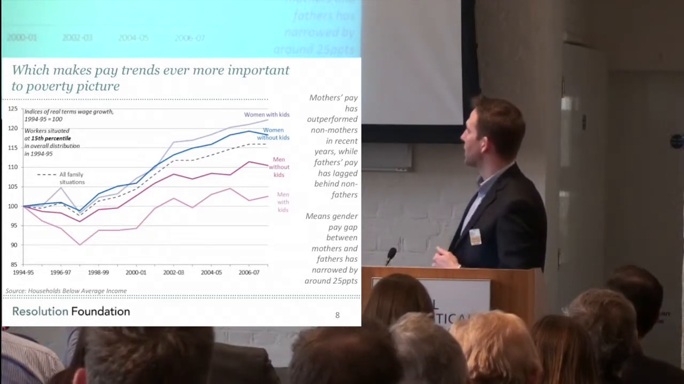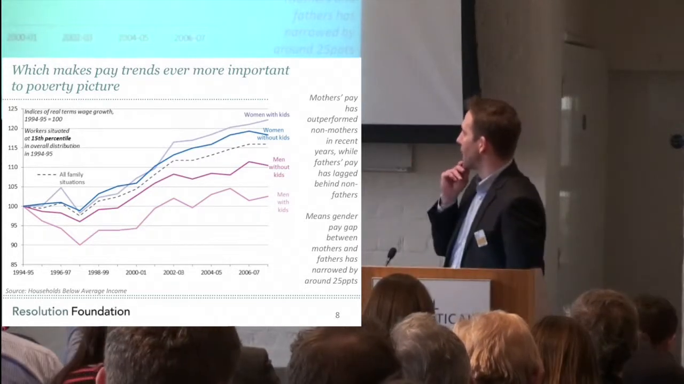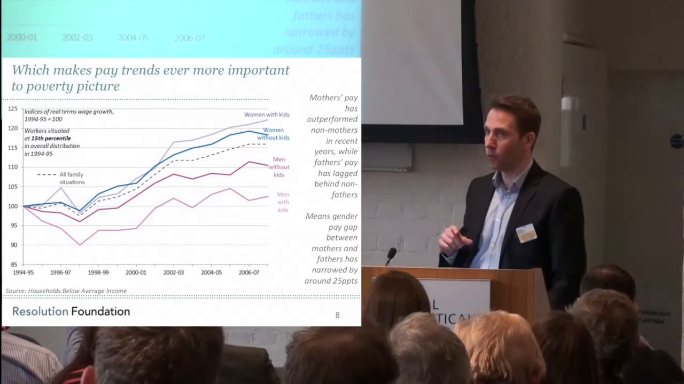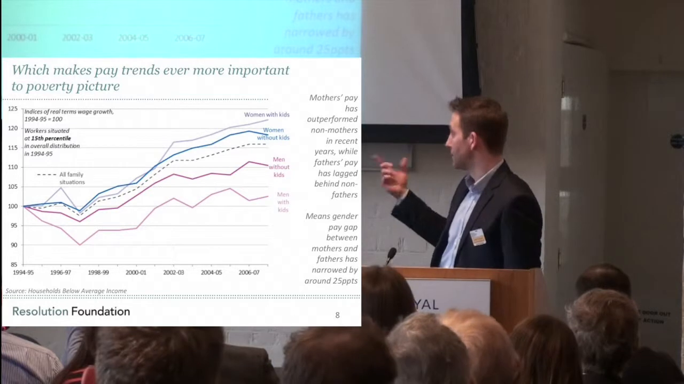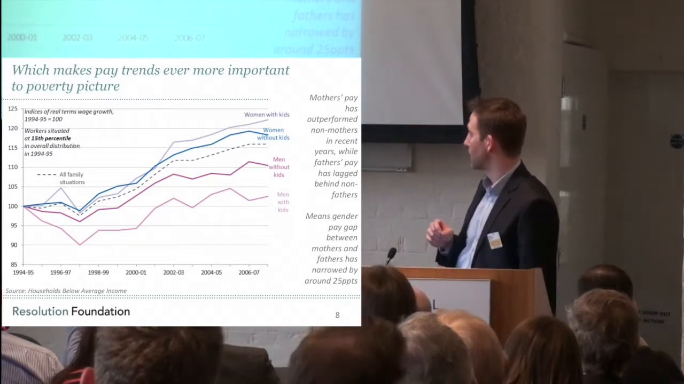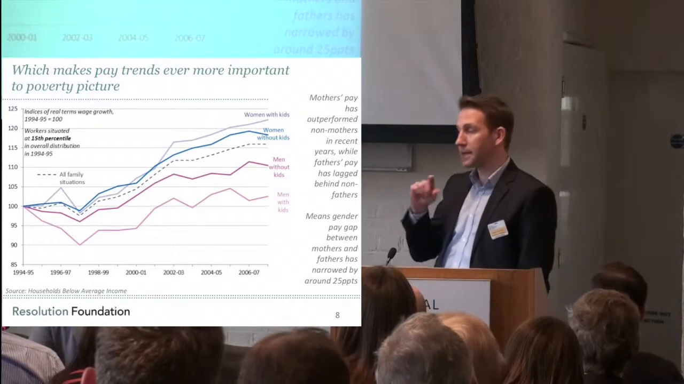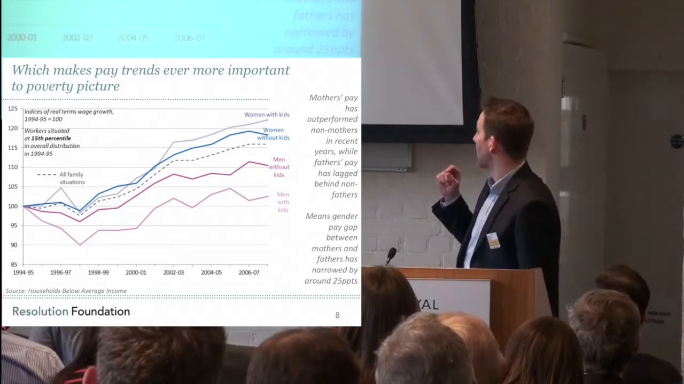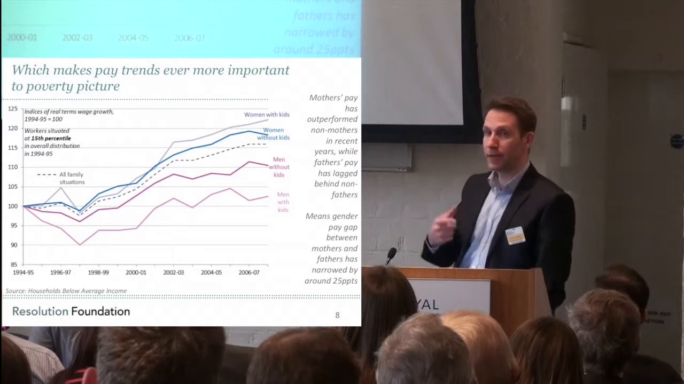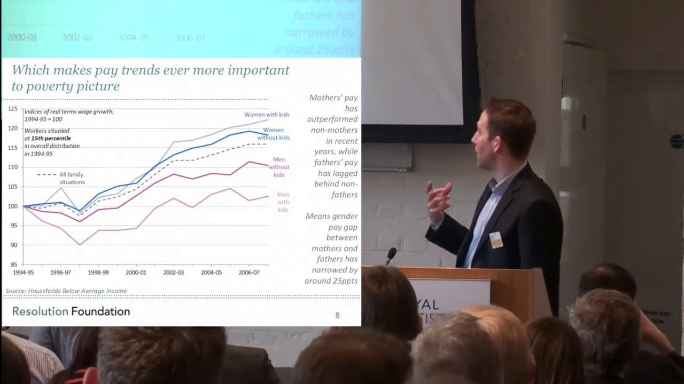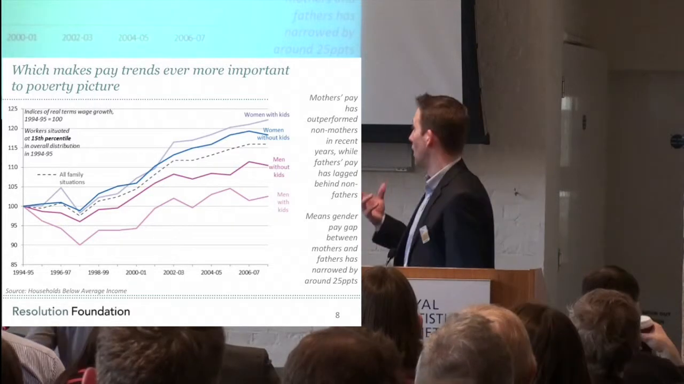But what this chart's showing is, at the start of the period there, we take earnings at the 15th percentile. We actually did this for all percentiles, and they all look quite similar, but the 15th was quite pronounced. And we looked at different people in different family types at that point. So we had women with children, women without children, men with children, men without children. And then we track what's happened to pay growth for those people over the period.